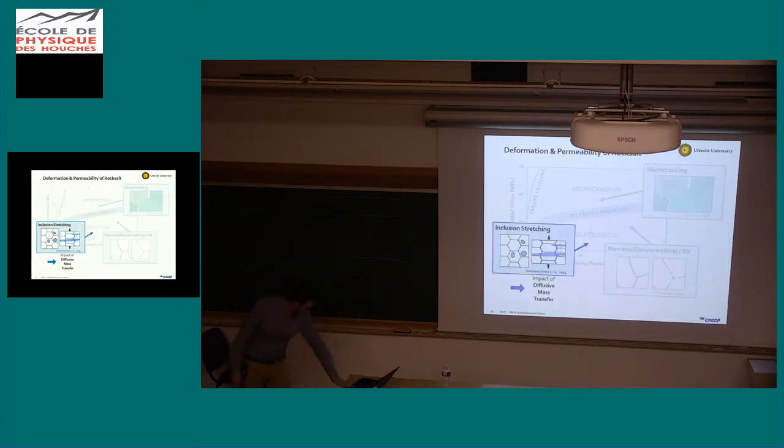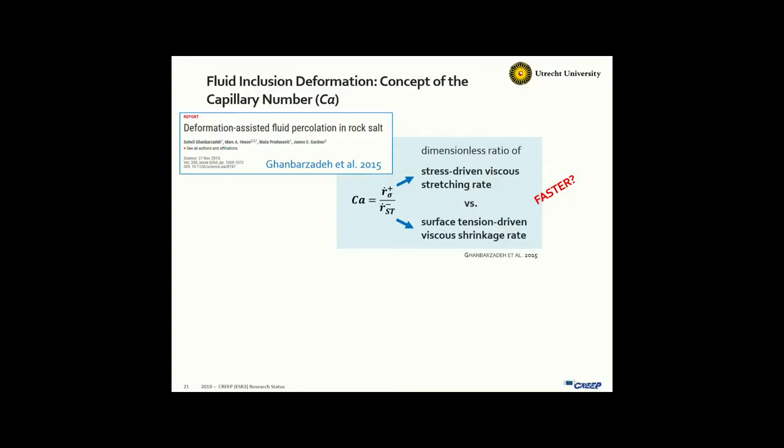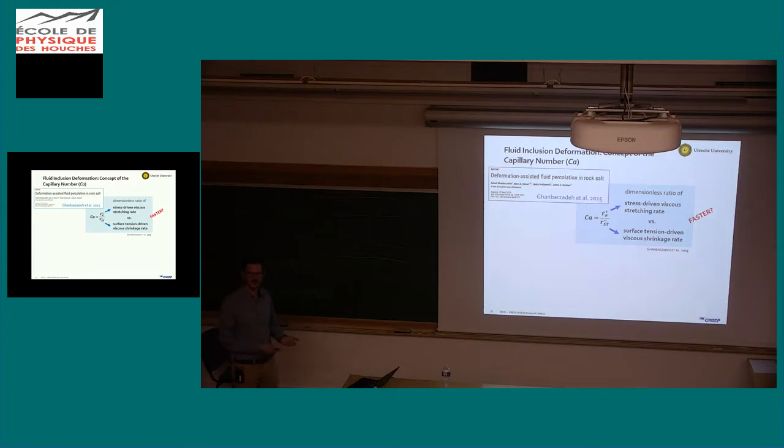Looking at this mechanism, we want to incorporate the impact of diffusive mass transfer. So I'm going to present the model as it has been published in a science paper a few years ago. And one way to look at this is to use the capillary number concept. So basically a dimensionless ratio that compares the stress-driven stretching rate, literally the form of an inclusion, if it would be stretching, or if surface tension forces are strong enough to counteract stretching and keeping it in the original shape.